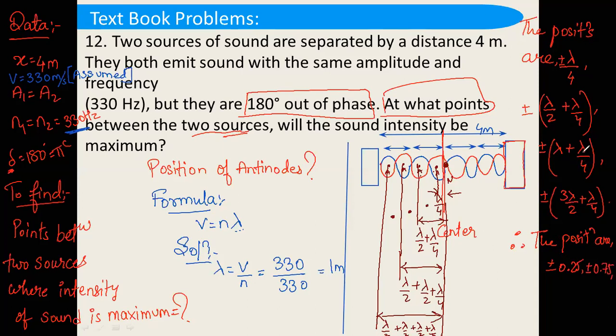Lambda by 4 is 0.25 and lambda is 1, so this will be plus or minus 1.25. What will the next answer be? This is 3 by 2, which is 1.5, plus 0.25, so this will be plus or minus 1.75. So these are the positions.